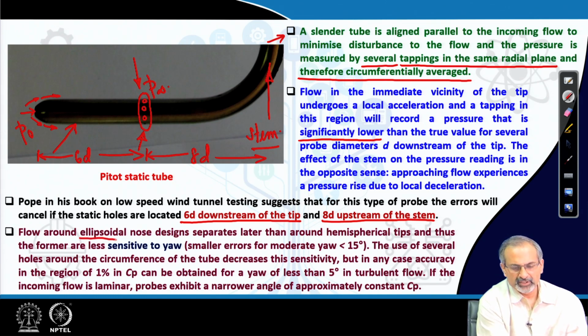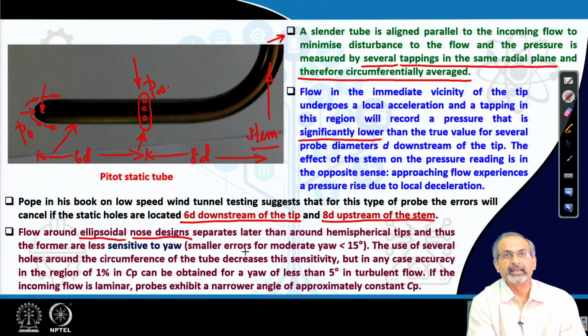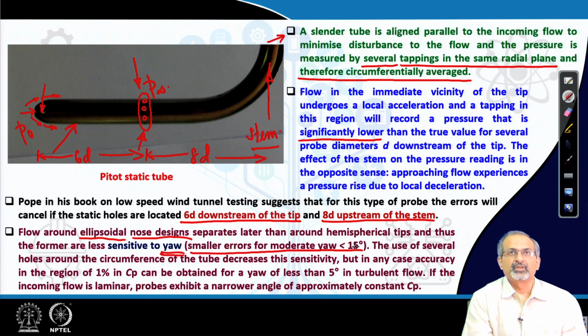Flow around ellipsoidal nose designs. We are now talking about the geometry of the nose: flow separates later around ellipsoidal noses than around hemispherical tips, and thus the former are less sensitive to yaw. So, if the tip of the probe is not aligned exactly with the flow direction, but is at a yaw angle with respect to the flow direction, then what happens to the reading of the probe? That is what we are trying to discuss here.